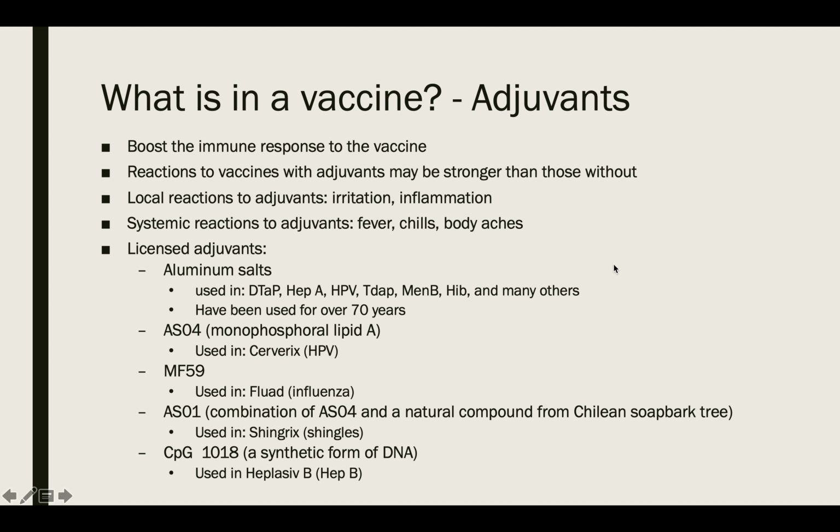So aluminum salts are the most common. There are 4 different types of aluminum salts that may be used. But you may in the future see a vaccine with one of these adjuvants. And it all comes back to the type of immune response you're trying to elicit with a given vaccine. So these other types of adjuvants can help the body make that specific immune response.